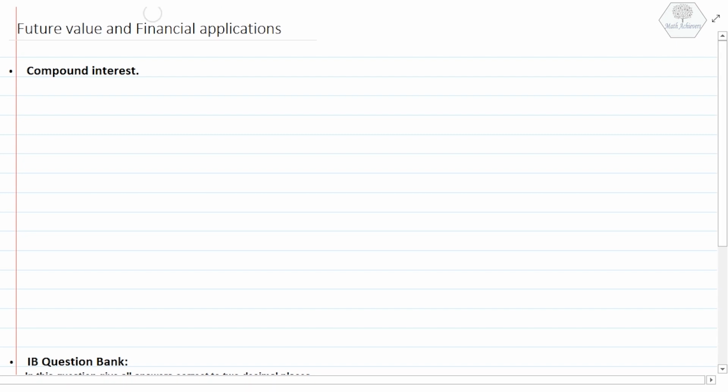The formula is the future value FV is equal to the present value times (1 plus R over K times 100) to the power of Kn.